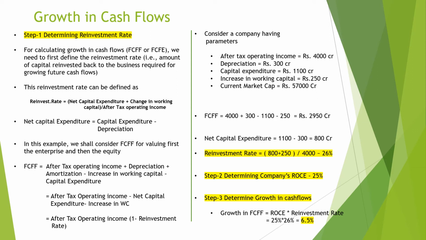And let's say for step two, from the company's financial statements, we can arrive at the company's ROC, which is return on capital employed. So basically, how much return it is generating on the capital that the company is employing. So that is 25%. By the formula that we discussed in the previous slide, we can determine how much growth we can expect in these free cash flows, or to be specific, in free cash flow to firm. That can be calculated by multiplying ROC with the reinvestment rate, which gives 6.5%.